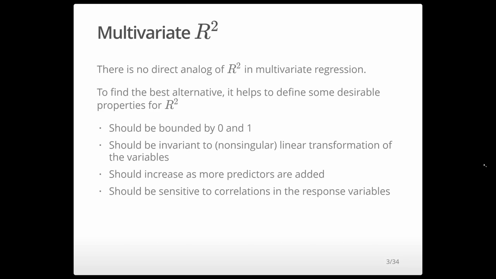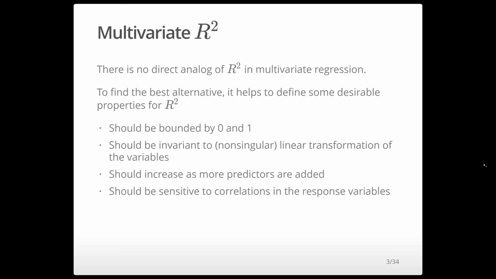So there is no direct analog of R squared in multivariate regression. So to find an alternative that can give us a similar type of information, it helps to define some desirable properties for our multivariate R squared.